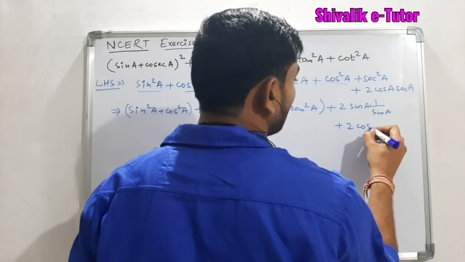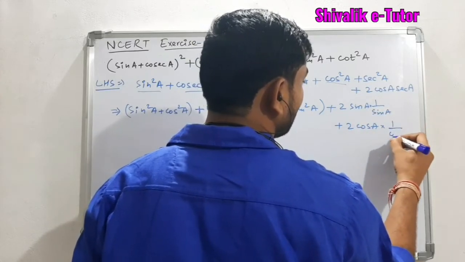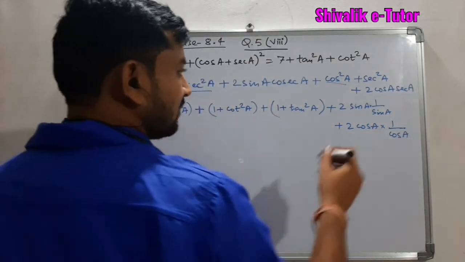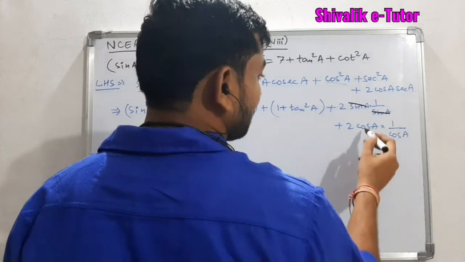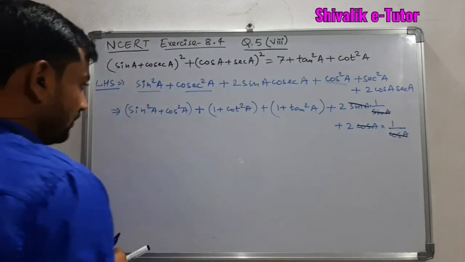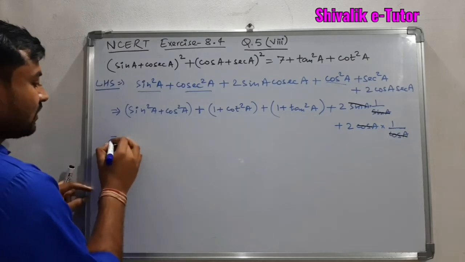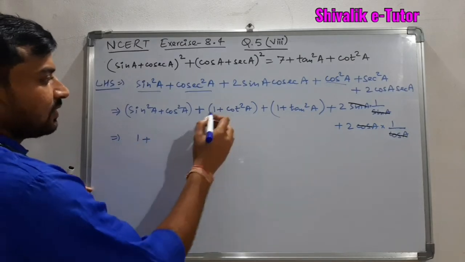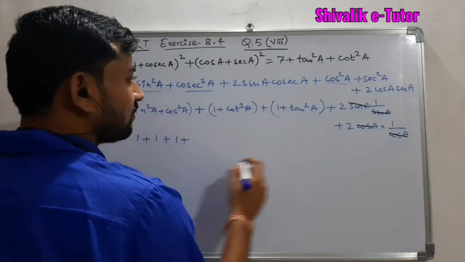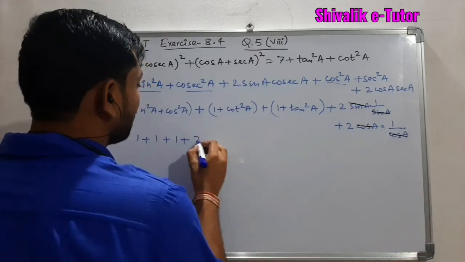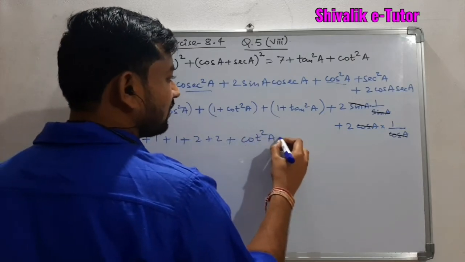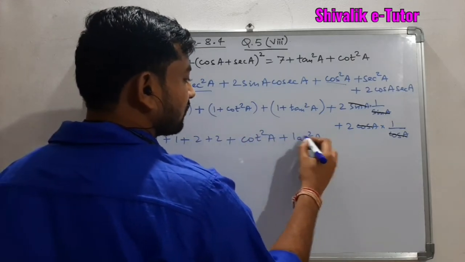Similarly, plus 2 cos A into this is 1 upon cos A. So here we can cancel sin A with sin A, and cos A with cos A. Now finally what we have: sin square A plus cos square A is 1, plus from here also we are getting 1, plus from here we are getting 1, this is 2 plus 2, and finally what we are having with us is cot square A plus tan square A.